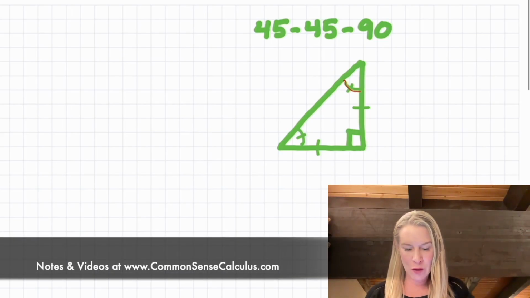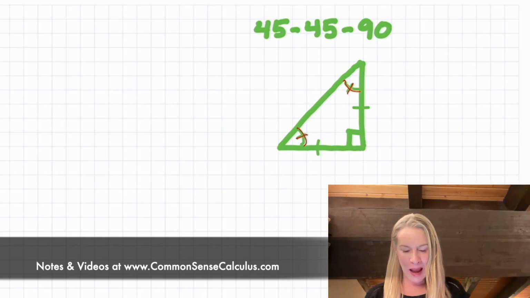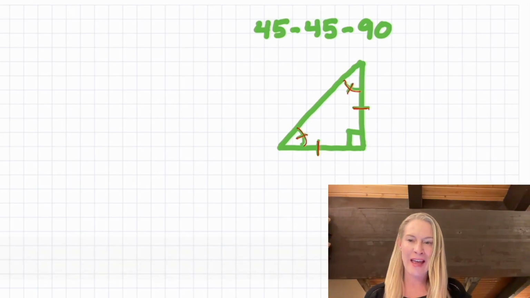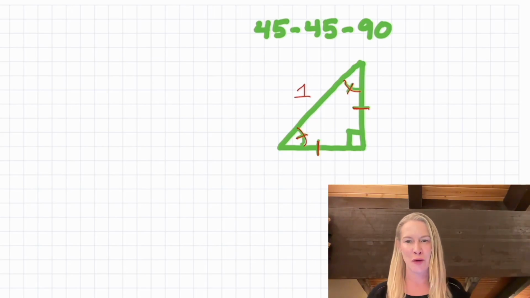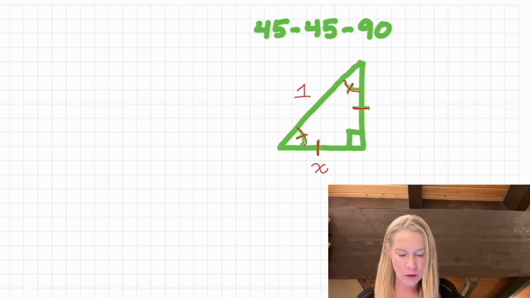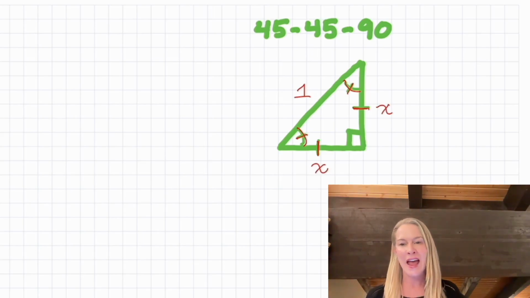We know that the two non-right angles are 45 degrees. They're equal. And that means then that the two legs are also equal. I'm going to mark the hypotenuse as a length of 1 because that's going to be equivalent to the radius in our unit circle. And I'm going to call the two equal legs x.